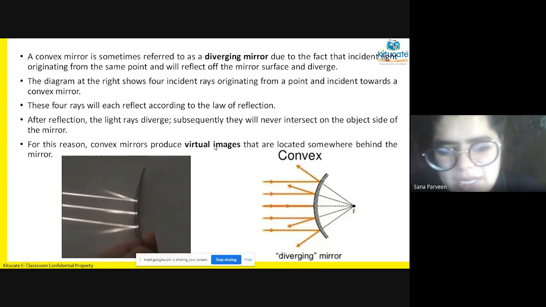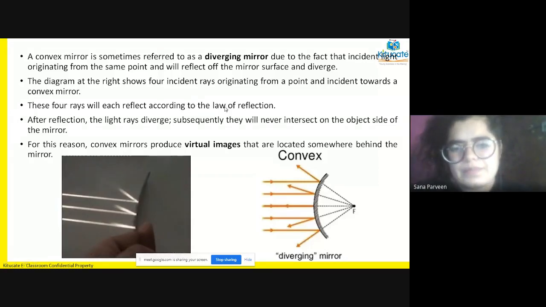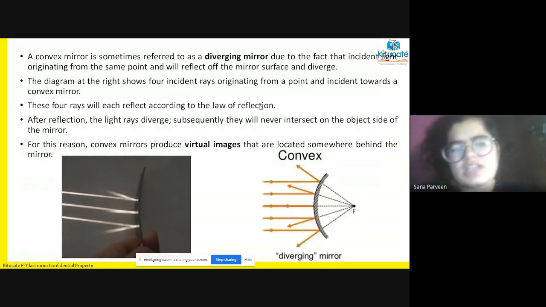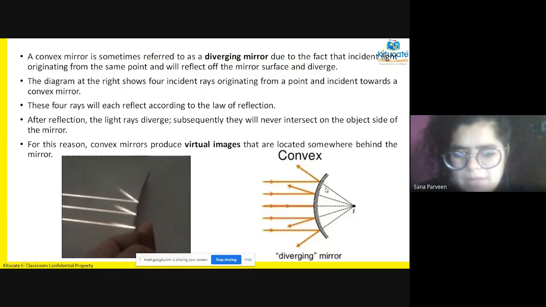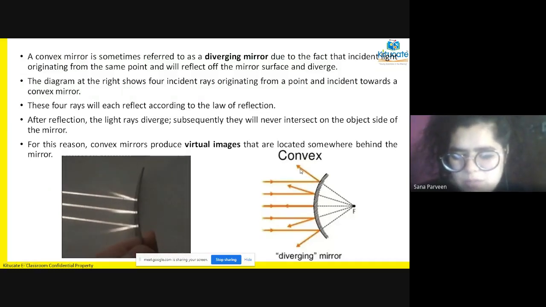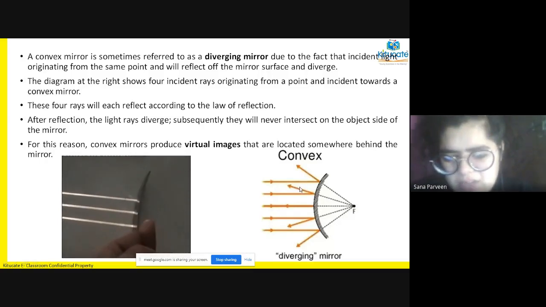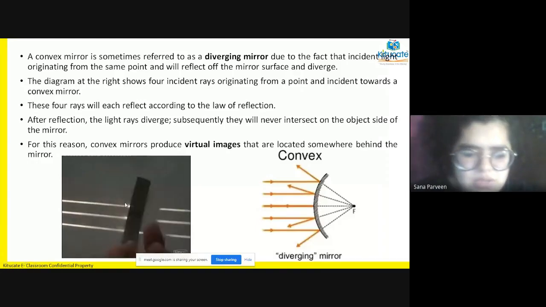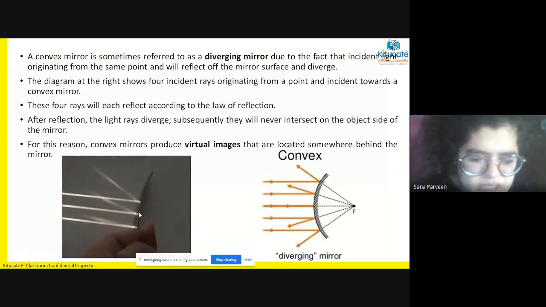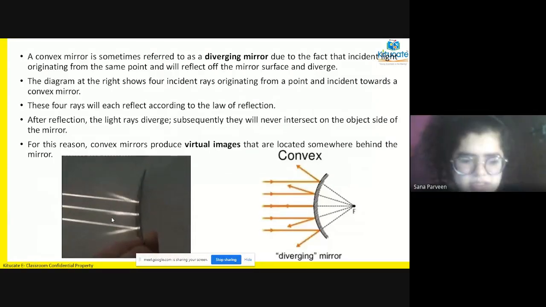One important point is that all the laws of reflection are going to be followed. So if I make a normal here, the angle of incidence is equal to the angle of reflection. Both are going to be equal. So in convex, you need to remember that it's a diverging mirror and it forms virtual images, the images which are not real.